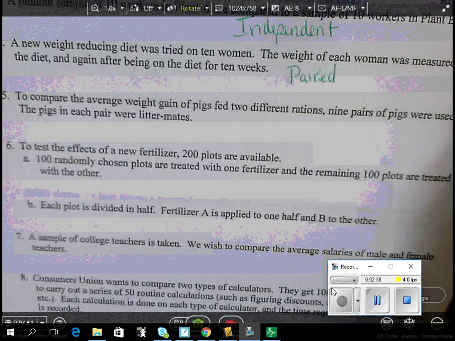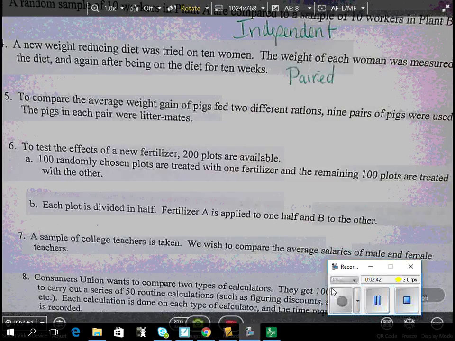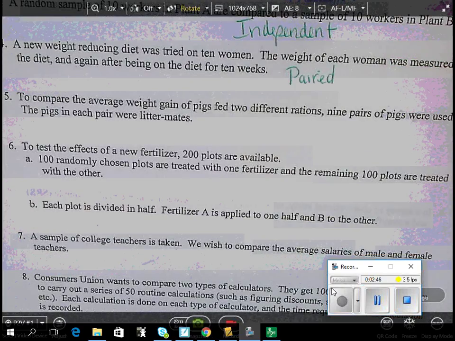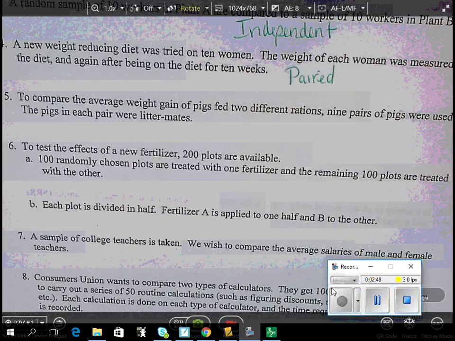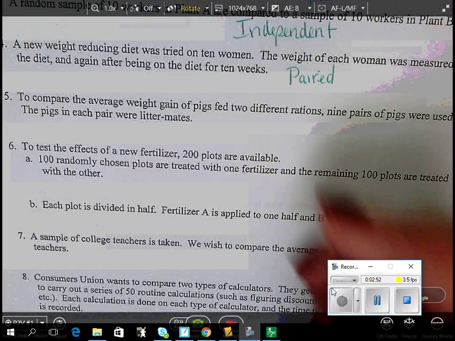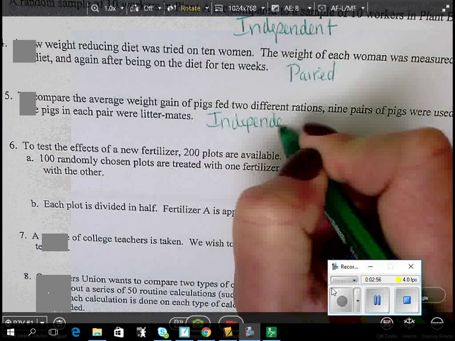Okay. So we have 9 pairs of pigs. The pigs in each pair. What do you think? Even though it says the word pair, it's still independent, right? So don't let that freak you out. Good. All right, and then number 6.